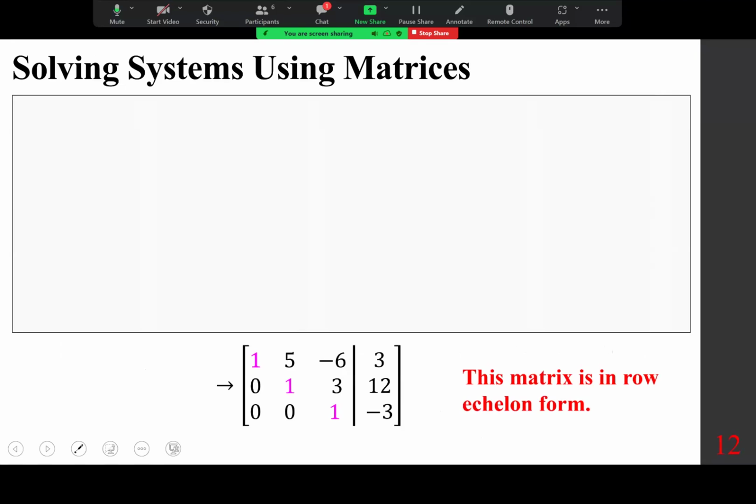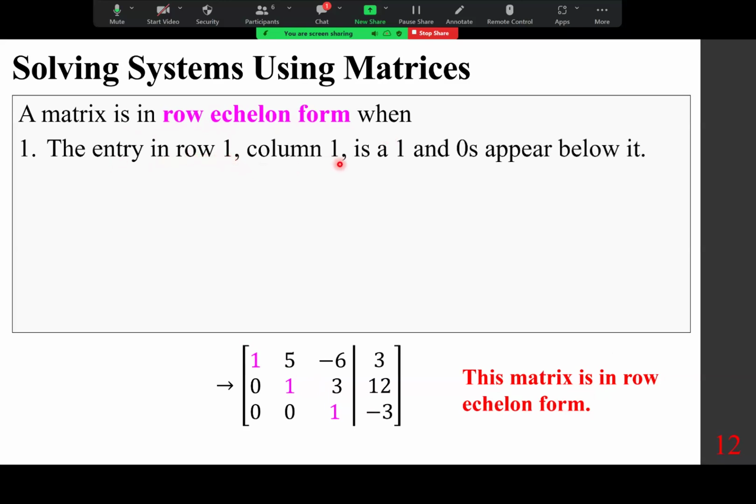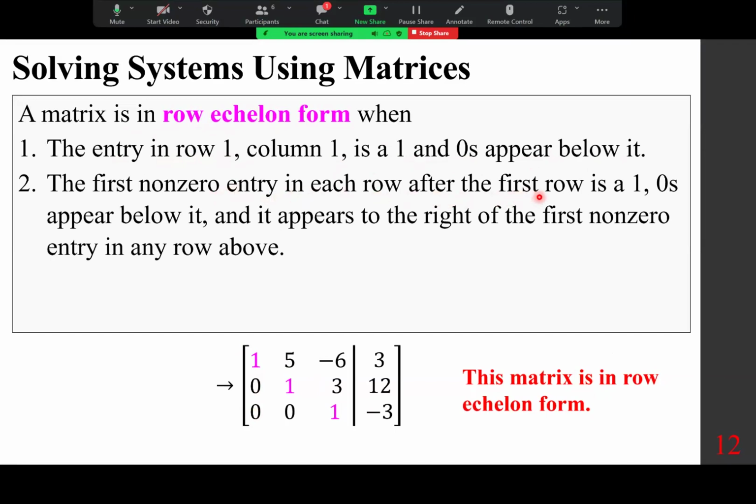Solving systems using matrices. This matrix is in echelon form. Why is that? A matrix is in row echelon form when the entry in row 1, column 1 is a 1 and zeros appear below it. So here's the very first entry and everything below it is 0. The first non-zero entry in each row after the first row is a 1. Zeros appear below it, and it appears to the right of the first non-zero entry in any row above. So the next row, the very first non-zero entry must be 1, which is the case, and below it is 0.